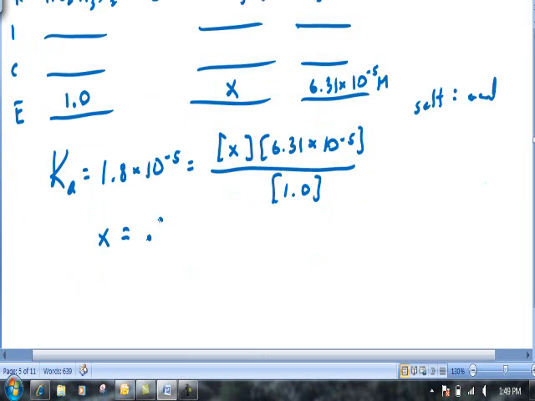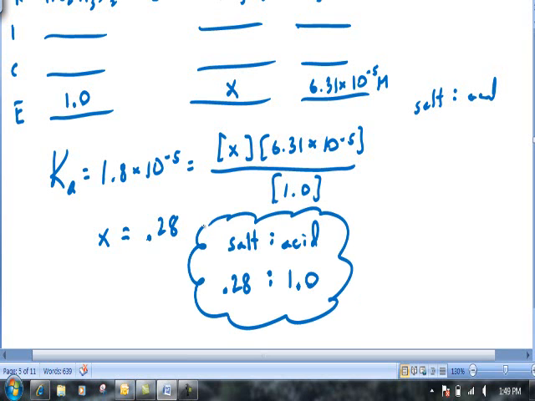Solving for X, we get a value of 0.28. What this tells us is to make this buffer, we need a salt to acid ratio of 0.28 to 1.0. As long as we mix our salt and acid together in these proportions, we'll end up with a pH 4.2 buffer using this system.